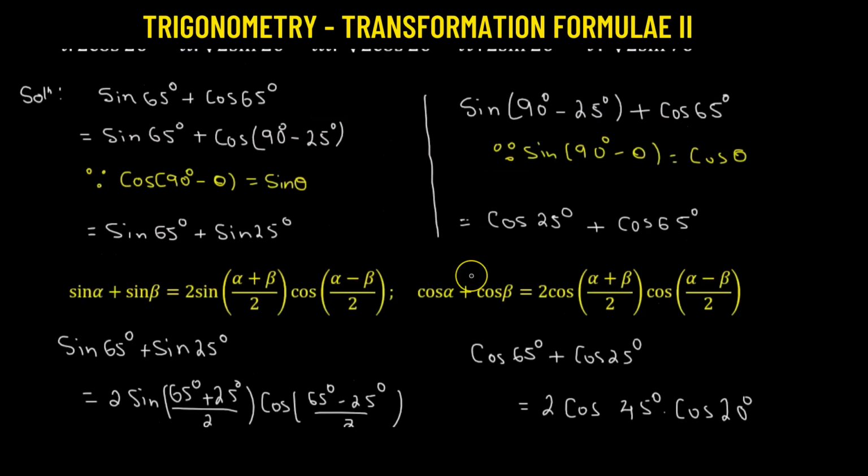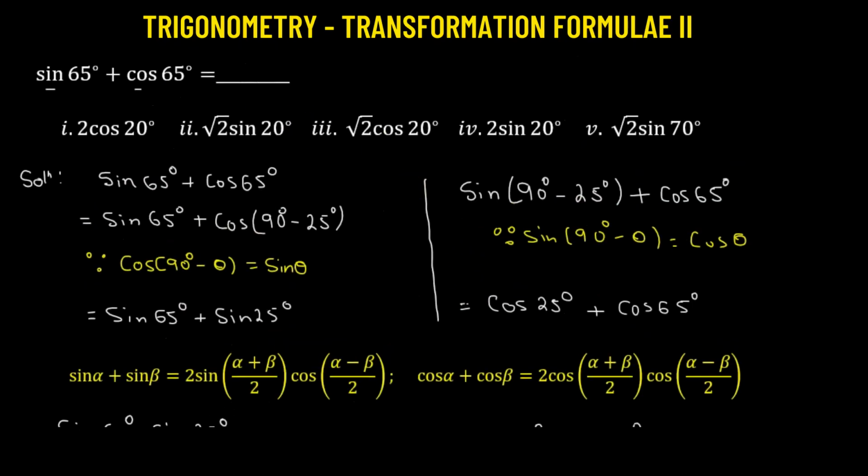So let's go to the problem. We have square root of 2 times cosine of 20 degree. That means option 3 is correct. However, there is one more option that's going to be correct, and that's number 5. The reason behind this is that we can convert cosine to the sine function. We know that sine 90 degree minus theta equals cosine theta. We've already talked about it.